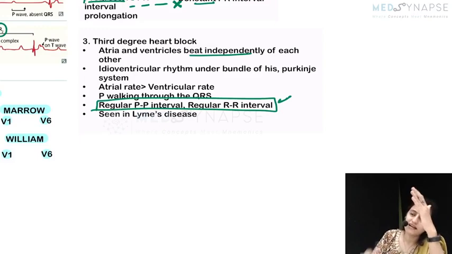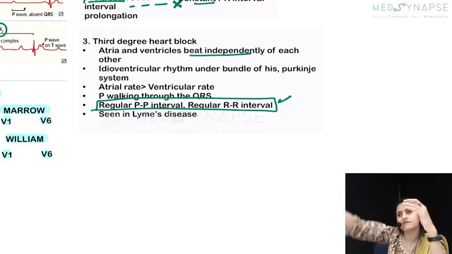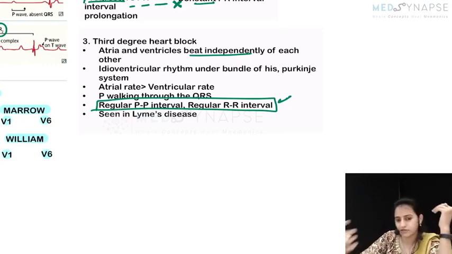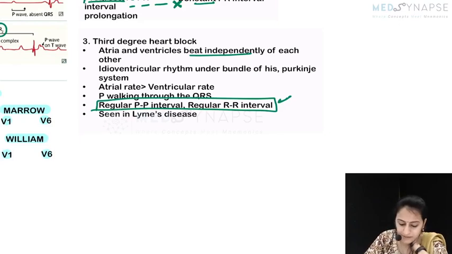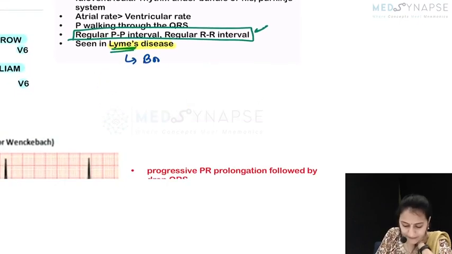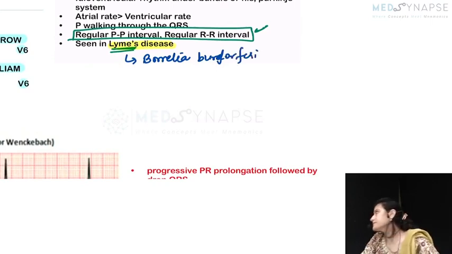The P wave can come anywhere: on top of the QRS, on top of the T, anywhere, because the atrium is now not dependent on the ventricle, or the ventricle is not dependent on the atrium. Okay. And one condition that you should remember which can cause this third degree heart block is Lyme's disease. What is Lyme's disease caused by? Borrelia burgdorferi. Right, Borrelia burgdorferi.